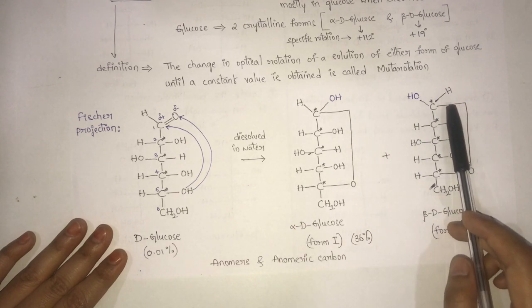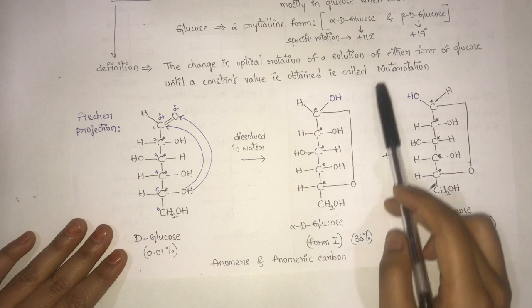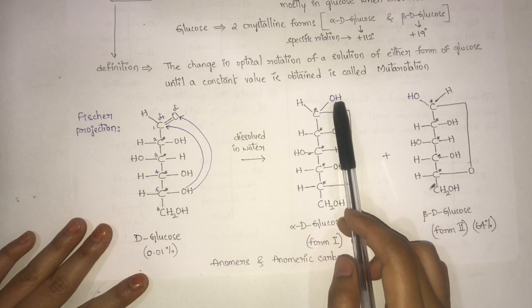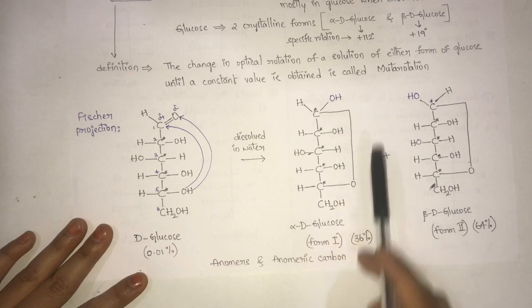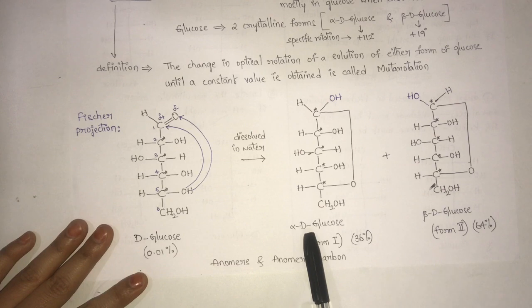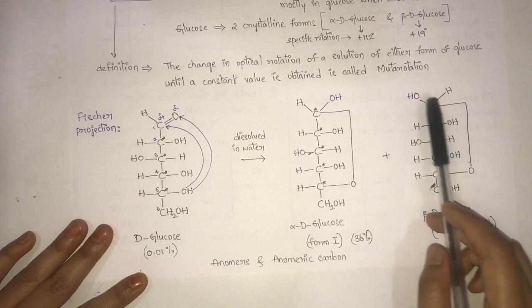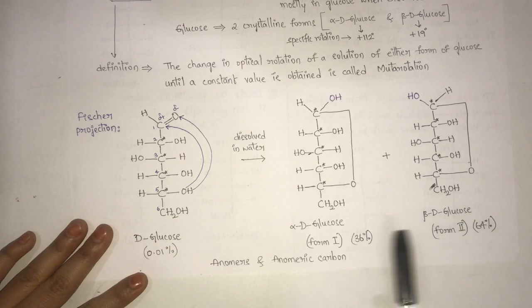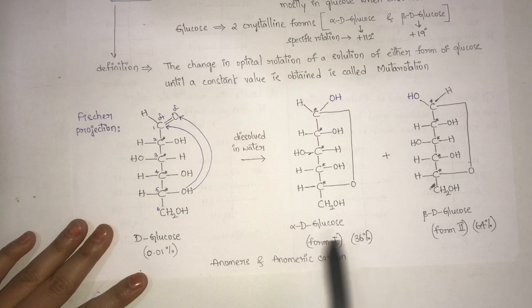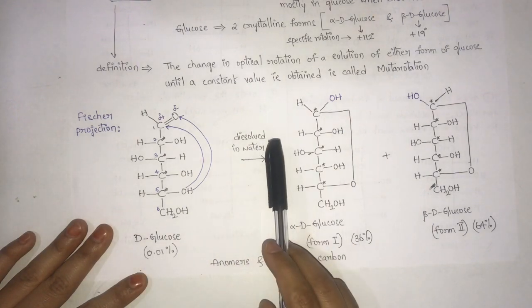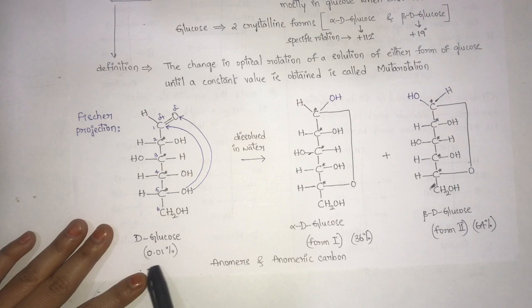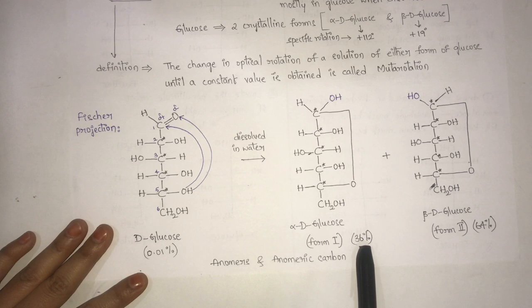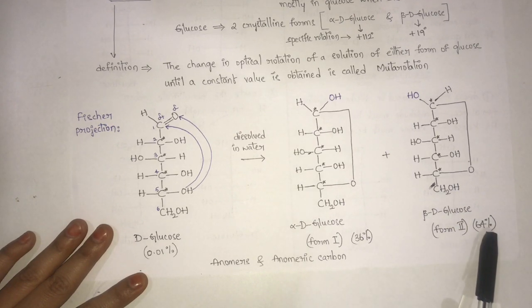In the second configuration, the hydroxyl group is represented on the left side. In this example, it is on the right side. When the hydroxyl group is designated on the right side, the compound is alpha D glucose. When it is on the left side, the compound is beta D glucose. When we compare the percentage of formation, once D glucose is completely dissolved, we can see only a trace amount of D glucose. But we can see the particular forms, alpha D glucose at 36% and beta D glucose at 64%.